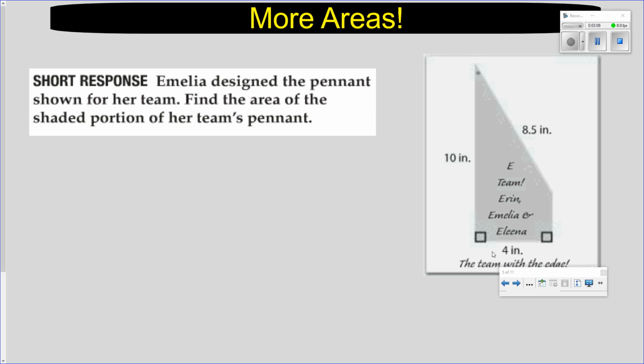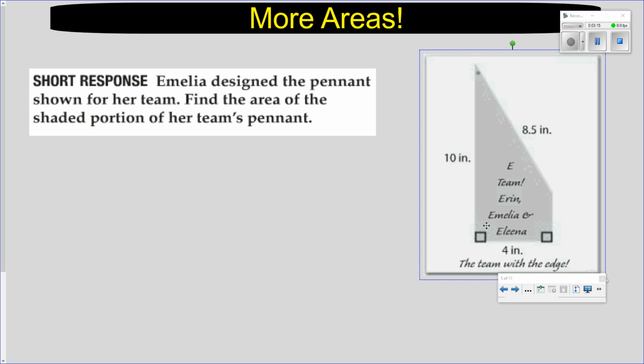Amelia designed the pennant shown for her team. Find the area of the shaded portion of the team's pennant. So the whole pennant is this kind of triangular type shape. Now we know it's a trapezoid. This 10 inches is a base. This is the height. You might be tempted to call this the other base, but notice they're not parallel sides. This is the other base.